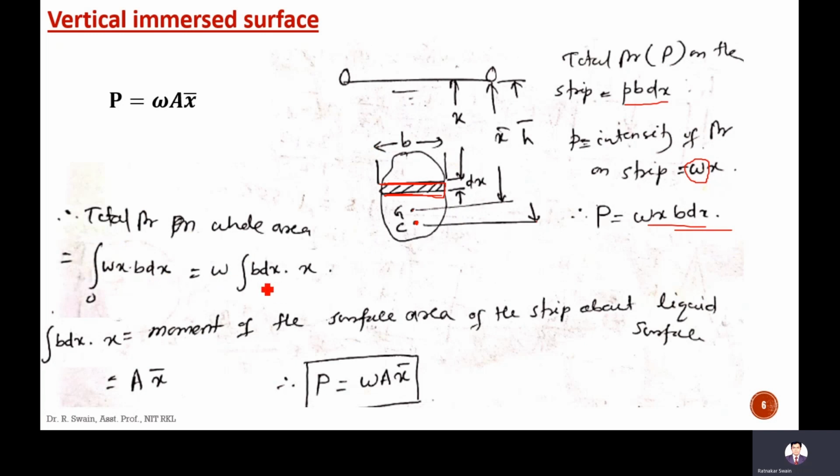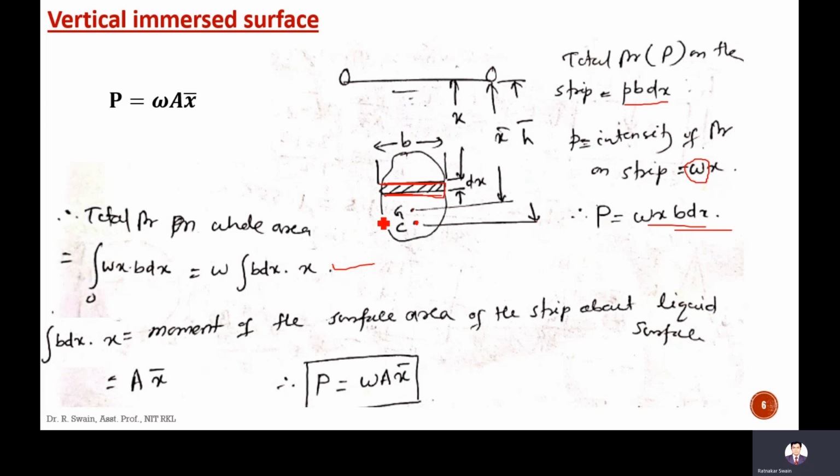So W into the integration of B dx into x. What is the integration of B dx into x? B dx is the area of the strip, so the integration of the area of the strip represents the whole area into x. It is the moment of the surface area of the strip about the liquid surface. You can say it is the moment of the surface area of the whole body, the whole surface, about the liquid surface.